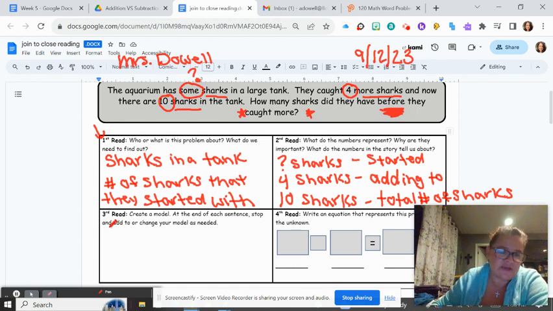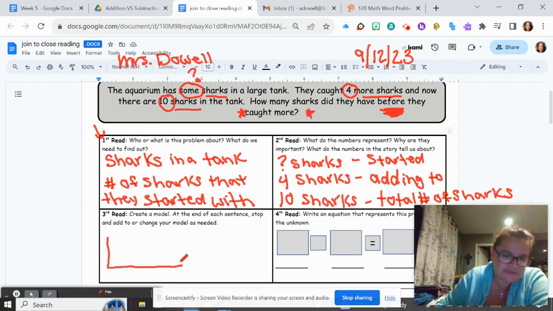Now I want to think, okay, now create a model. At the end of each sentence, stop and add to or change your model as you need. So this is where I'm going to draw a picture. The aquarium has some sharks in a large tank. So here's my fish tank. And do I know how many sharks there are? I have no idea. So I'm going to put a question mark and I'm going to draw my shark.